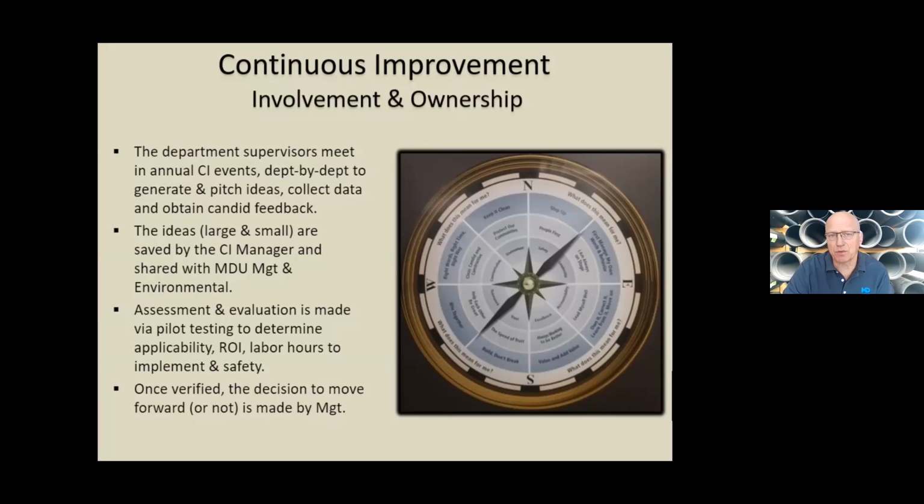So continuous improvement, pollution prevention, what does it involve? It involves ownership on your part. As department supervisors, we meet annually in continuous improvement events. You don't have to wait for a continuous improvement engineer to ask you about what events or what projects you could potentially have. This runs every day of the year, every production year.